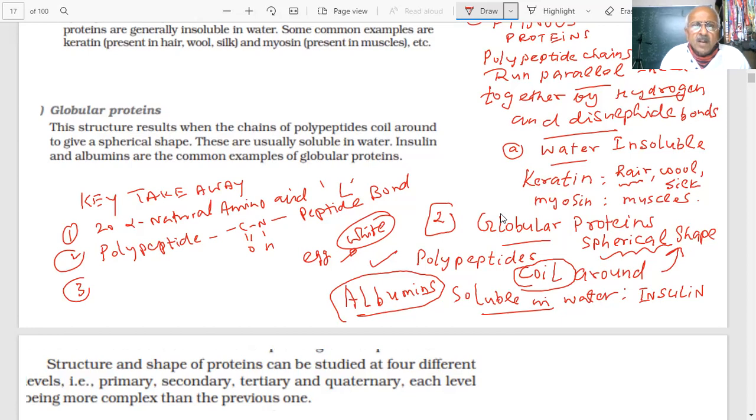There will be chains of polypeptides, and they can be parallel or they can coil around, student, to give rise to two types of protein which we talked of: fibrous and globular, student. Globular and fibrous proteins can be formed from these. And you have seen an important point, student. What is a zwitterion? All these questions are asked in repeated form, students.